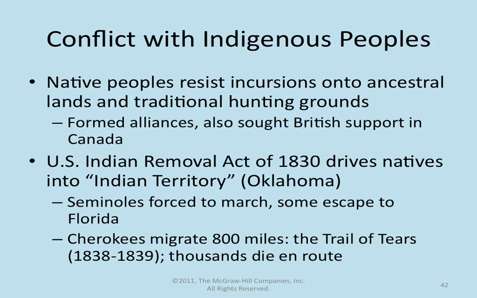I think we can all agree the natives aren't going to do well under this Manifest Destiny. Okay? The U.S. Indian Removal Act of 1830 is going to drive natives into Indian territory, which is what we call Oklahoma today. The most famous one, of course, is the Cherokee and the Trail of Tears. Natives were forced off their land in southeast U.S. and forced to Oklahoma. Okay? Thousands are going to die. Who is the president doing this?